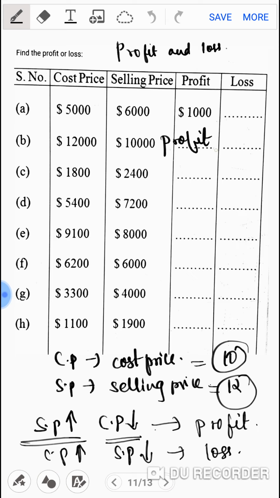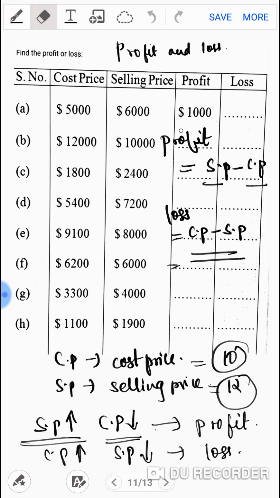Profit is SP minus CP, that is selling price minus cost price. And what is loss? Loss is CP minus SP, that is cost price minus selling price. Getting my point clear? Shall we start?